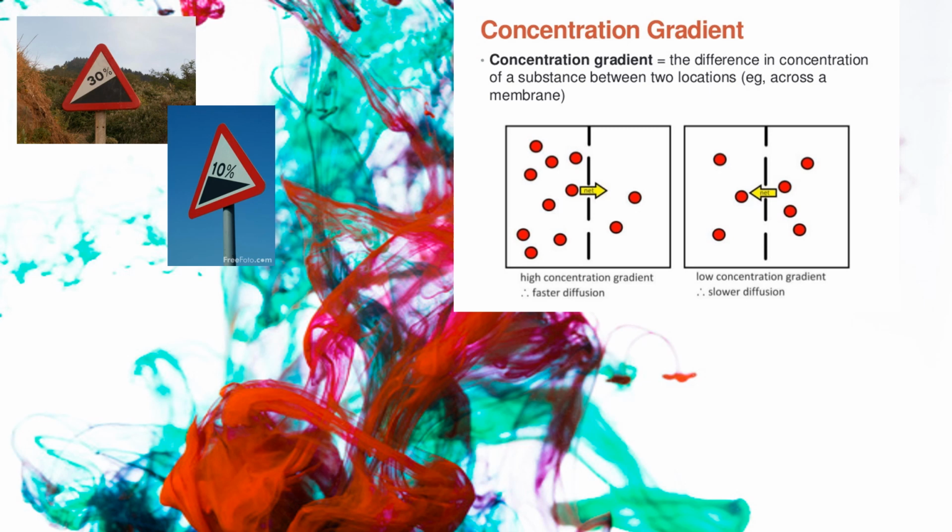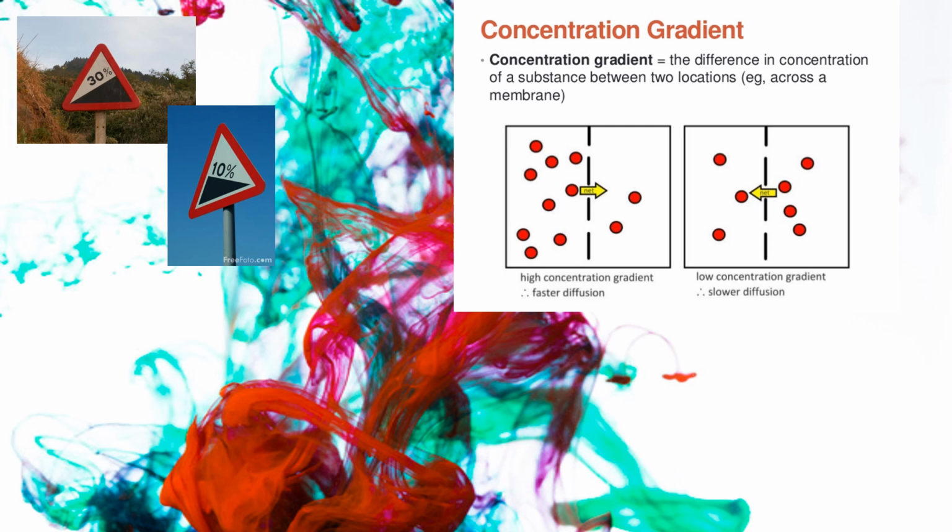That's because those particles are going to be moving around trying to reach equilibrium or a balance. On the image on the right, you can see they're a little bit more evenly balanced, so there's only one particle difference between the two sides. So diffusion will still happen, but it's a low concentration gradient because there's not as big of a difference. So diffusion will happen a lot slower.